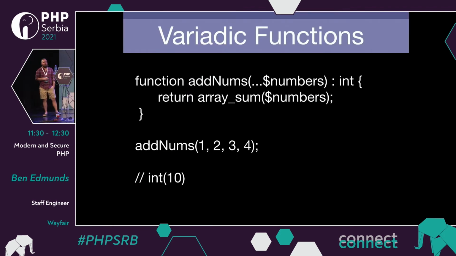So we now have the splat operator since PHP 5.6. So that's what the ... is. It's saying take as many parameters as they pass in and then convert that to an array, and then you get an array in your function to use. So here we're saying addNums 1, 2, 3, 4, the parameters we're passing in, but then inside our function we have the numbers array that we can use.